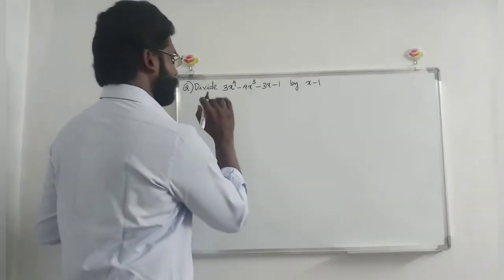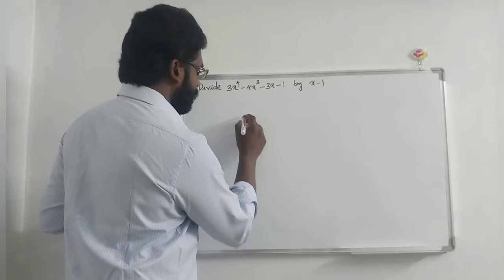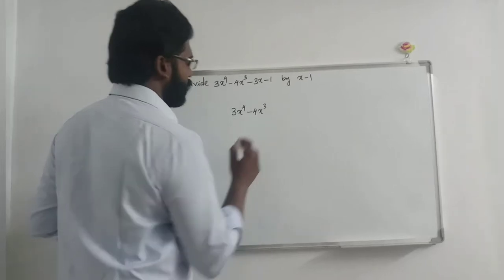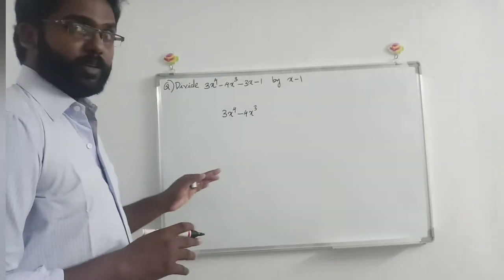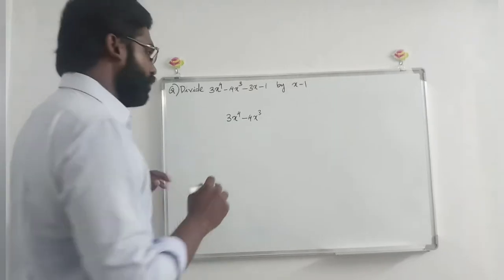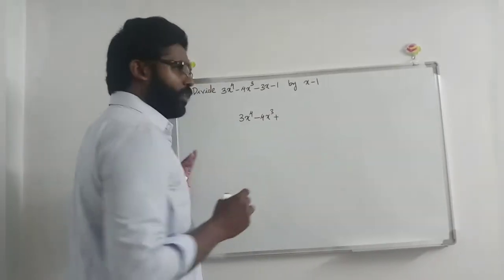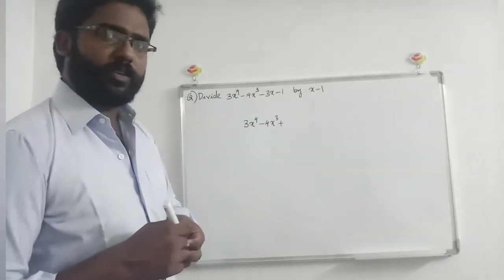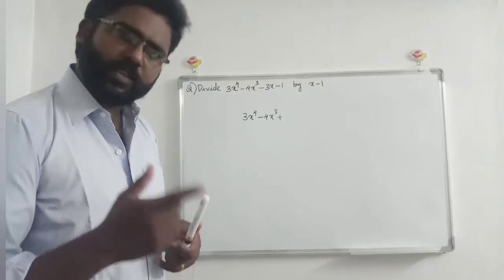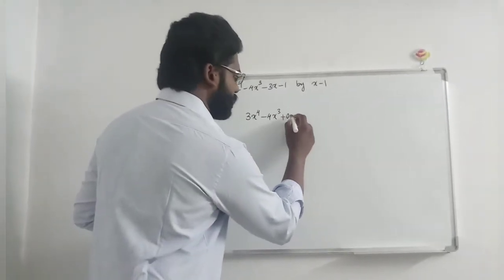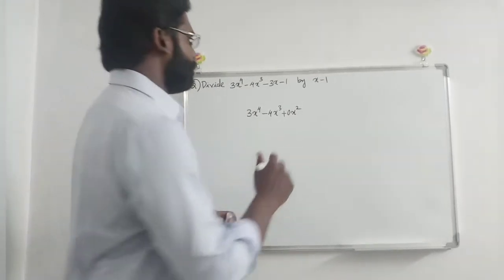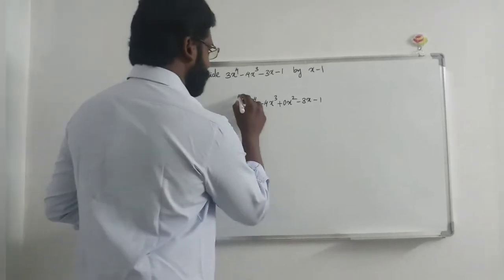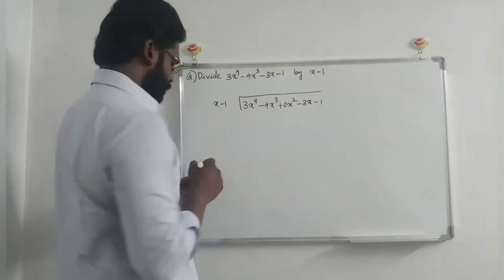The standard form of this one is 3x raised to 4 minus 4x cubed, and the 2nd degree is not there. Don't exclude the 2nd degree. If one place is vacant, you just put a 0 there. So you just put 0x squared, minus 3x minus 1, and divide by x minus 1.